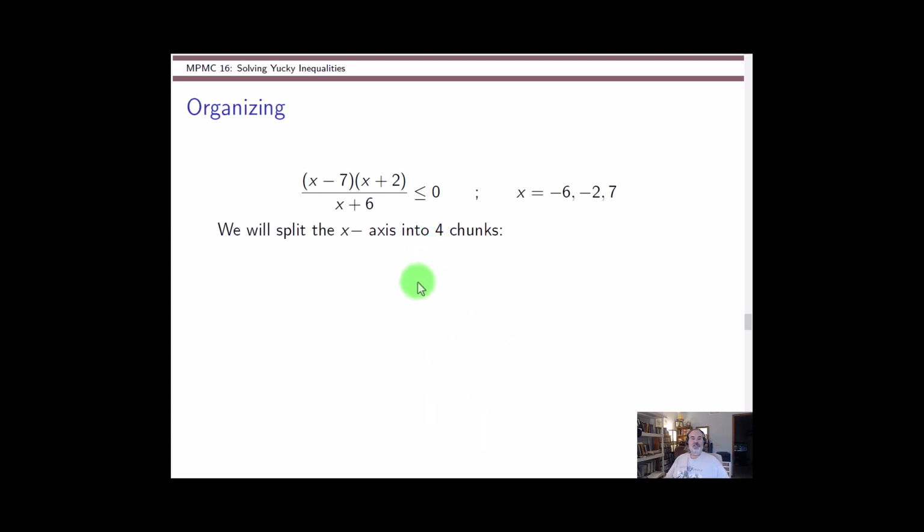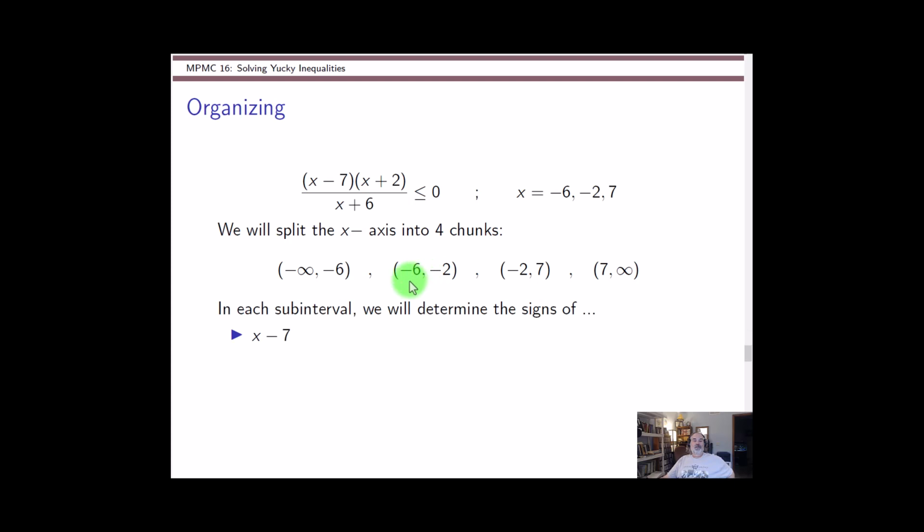Okay, so we're going to split the x-axis into 4 pieces. Negative infinity up to negative 6, then negative 6 to negative 2, then negative 2 to 7, and then 7 to infinity. And in each of those intervals, we're going to take a look at the sign, S-I-G-N, not the trigonometric sine, of the term x minus 7, the term x plus 2, and the term x plus 6. And with the signs of each of those individually, we then know the sign of this whole function. And so we'll know the net sign, and we can decide where we discovered that it would be less than 0.